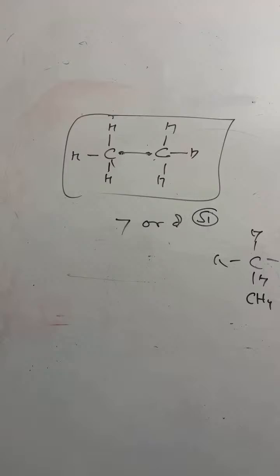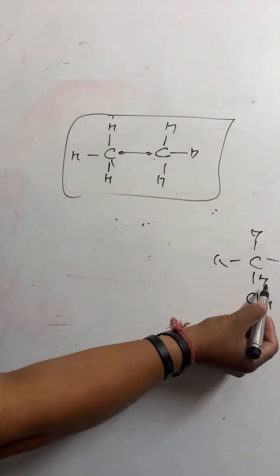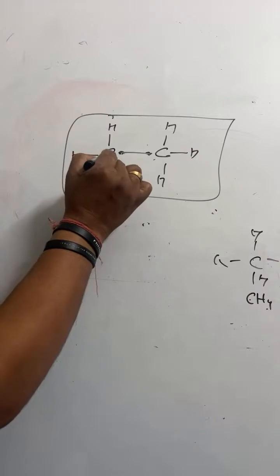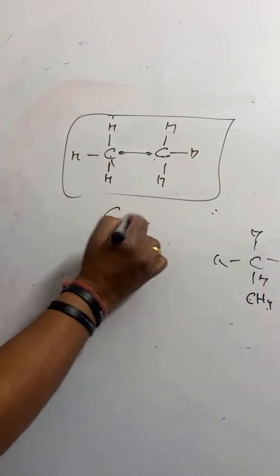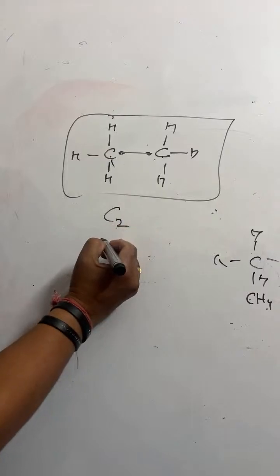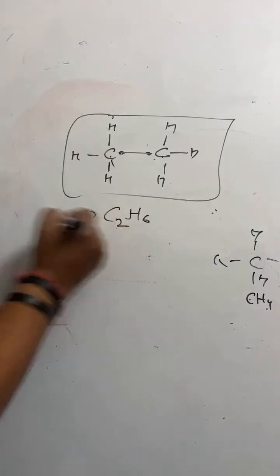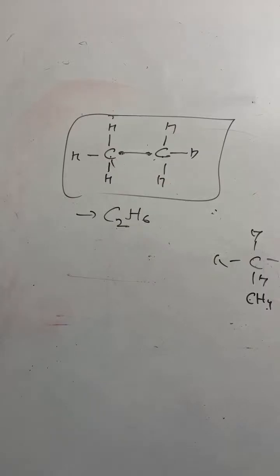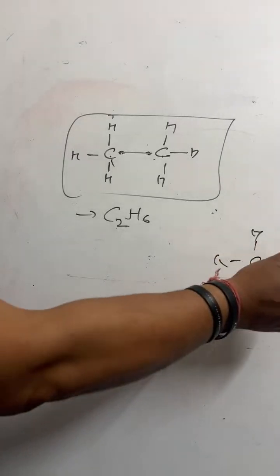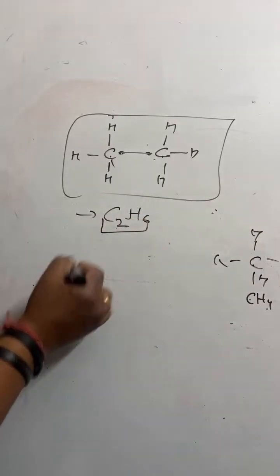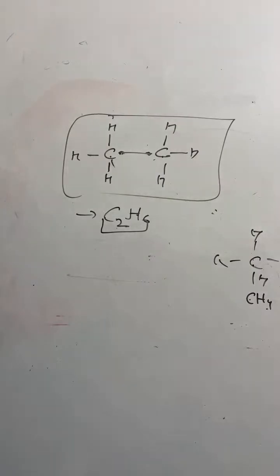So kindly tell me, is it clear till now? Suppose if it is methane, that is one carbon, four hydrogen. Here we have two carbon and six hydrogen. So another compound is formed, C2H6, and it is called ethane. Methane means one carbon, four hydrogen. Ethane means two carbon, six hydrogen.